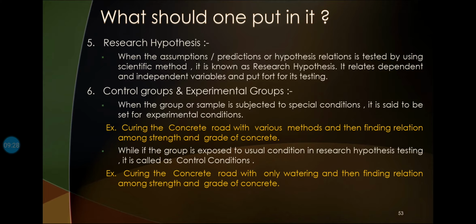When the group or sample is subjected to special condition, it is set for experimental condition. Again, I repeat. When the group or sample on which you will be doing your experiment is subjected to special condition, it is said to be in the experimental condition. Say for example, curing the concrete road with various methods and then finding relation among the strength and grade of concrete.